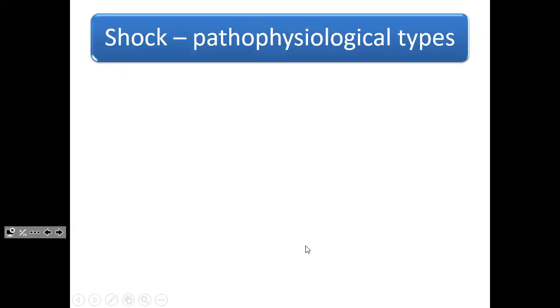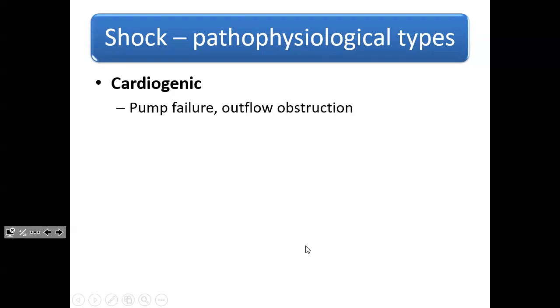Now, there are several pathophysiological types. There are many ways to classify it. This is probably the simplest one that I can come up with. If you are already preparing for your assembly, you will find a slightly different classification in the Steps book. But mostly from Robbins, they divided into cardiogenic shock. The most common cause is myocardial infarction. So the heart fails as a pump. Heart is a pump. It fails as a pump. So that leads to cardiogenic shock.